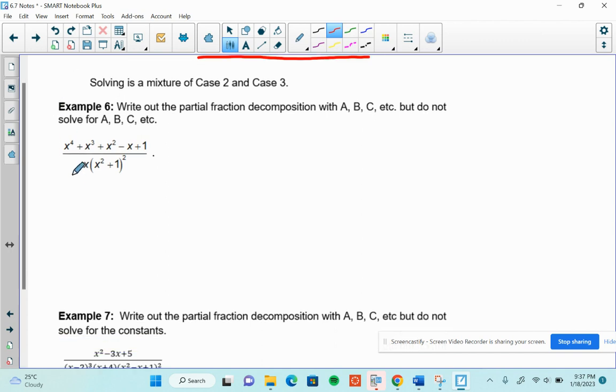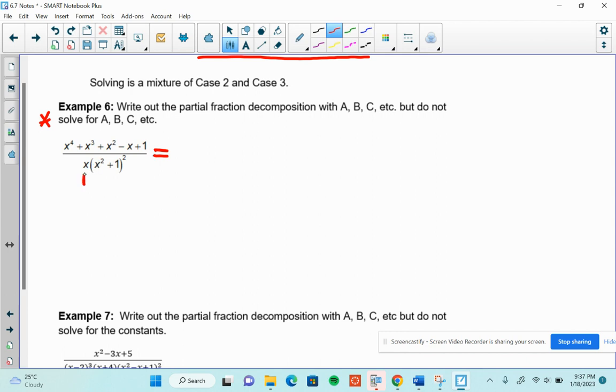But in these last two examples, we're just going to write out the partial fraction decomposition with the a, the b, and the c in place, but we're not going to solve for the a, b, and c, or however many letters we have. We're just not even going to solve for them. So I wish that dot weren't there. I'm just going to replace it with an equal sign. So I'm just going to write out what this would look like.